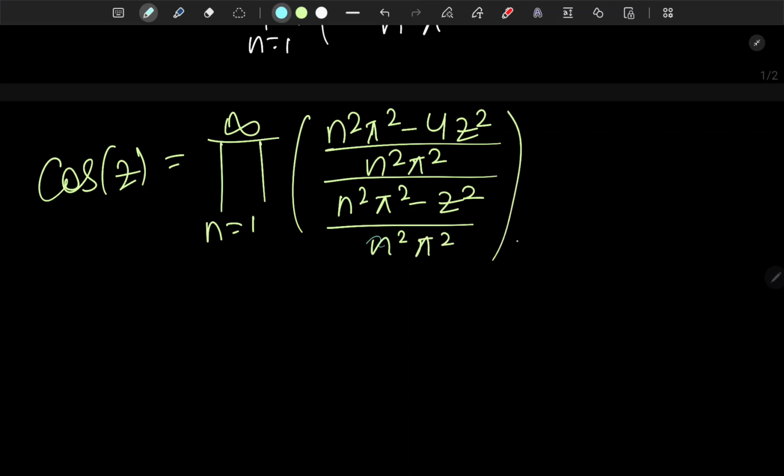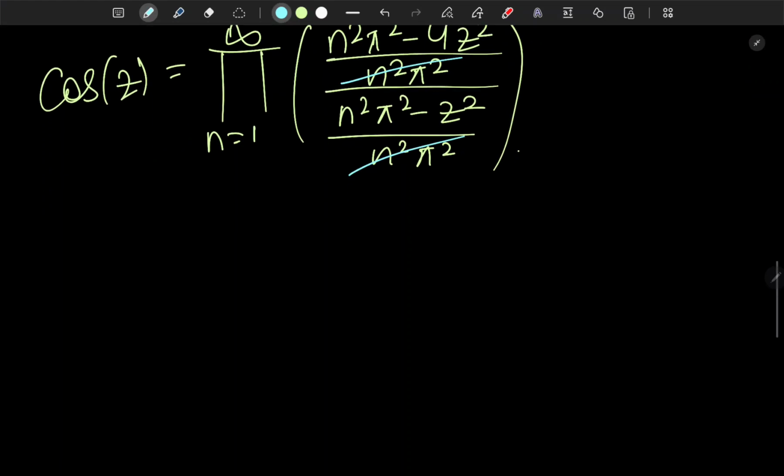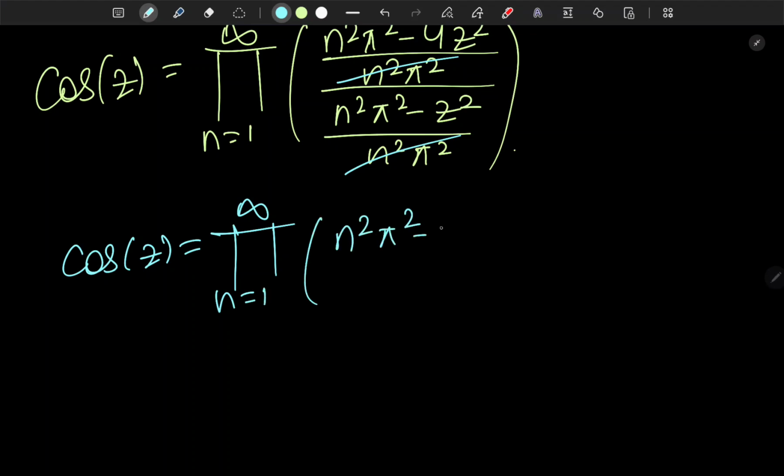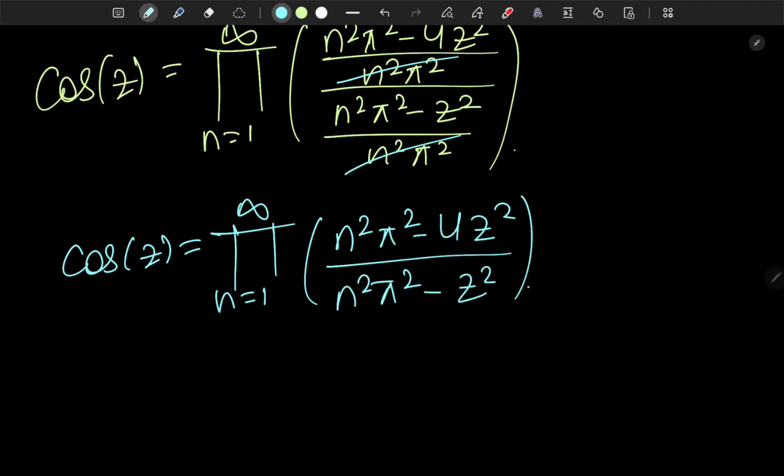So basically we just got rid of these two factors as well, and we have cosine of z equals the product as n goes from 1 to infinity of n squared pi squared minus 4z squared over n squared pi squared minus z squared. So isn't that amazing, guys?